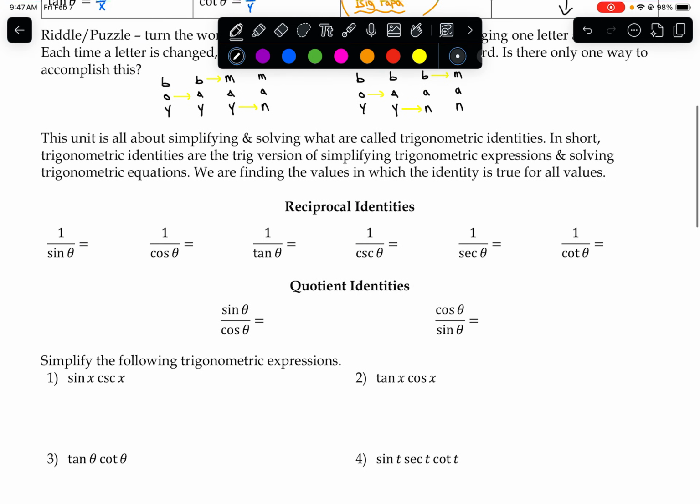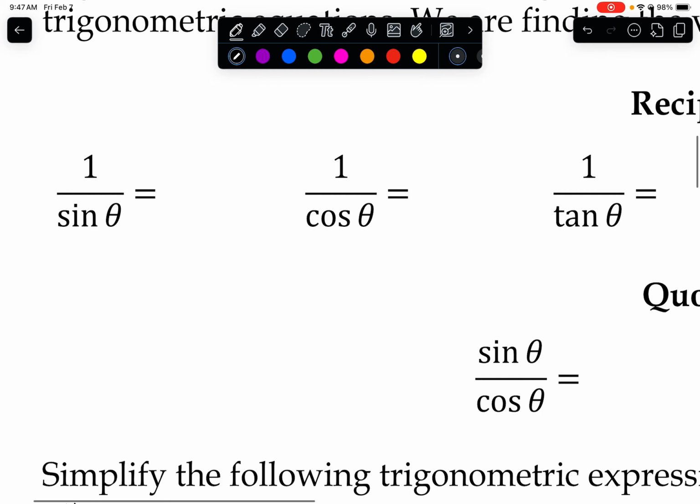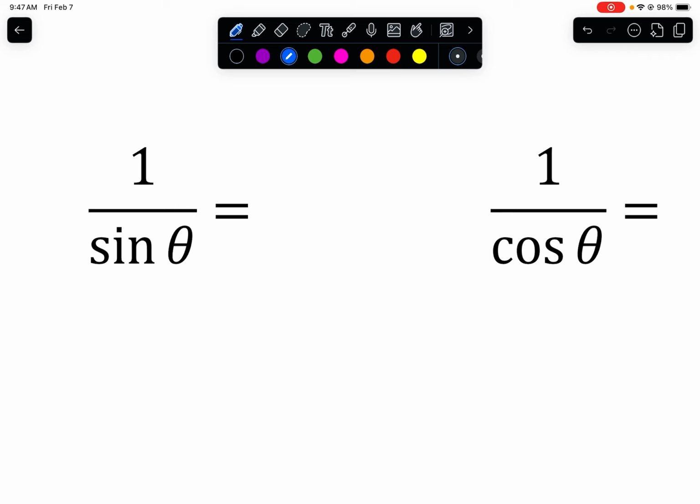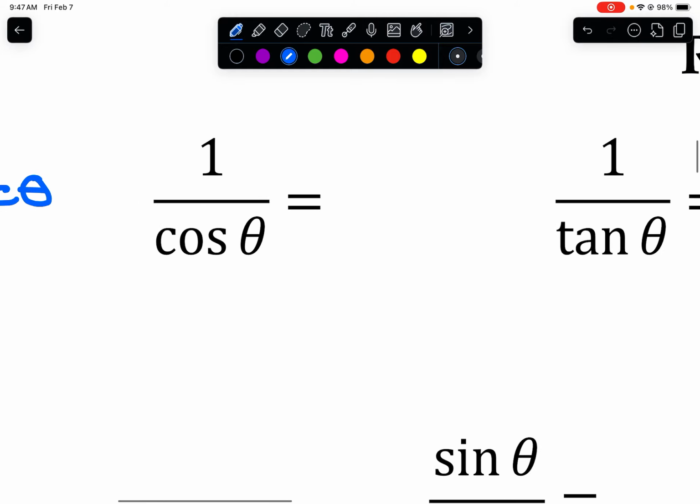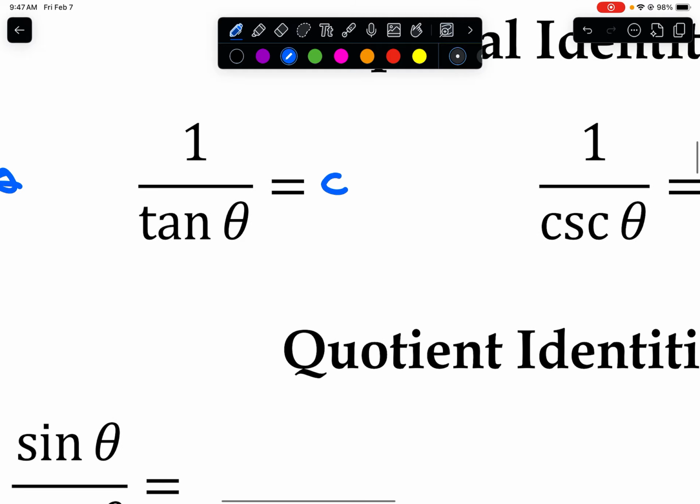Diving right in, we're going to look at our first set of identities, which we refer to as reciprocal identities. We've actually seen these before. We're just going to put a name to it. Whenever you have 1 over sine theta, this is the same as writing cosecant theta. If I have 1 over cosine theta, this is the same as writing secant theta. If I have 1 over tangent theta, that's the same as writing cotangent theta.